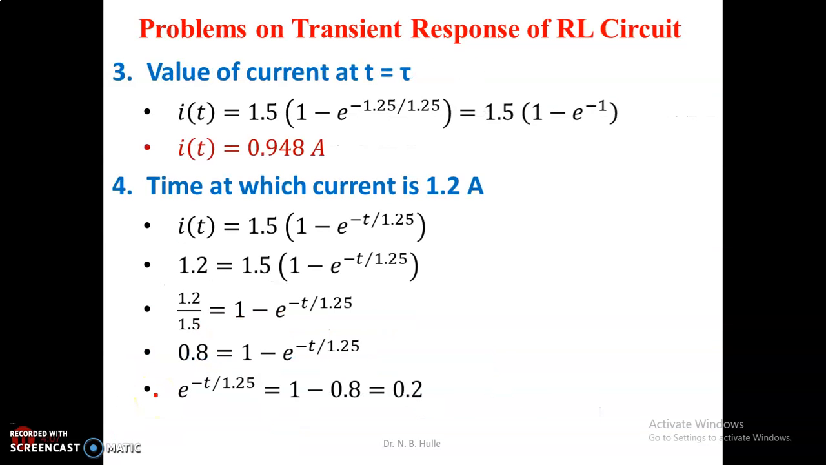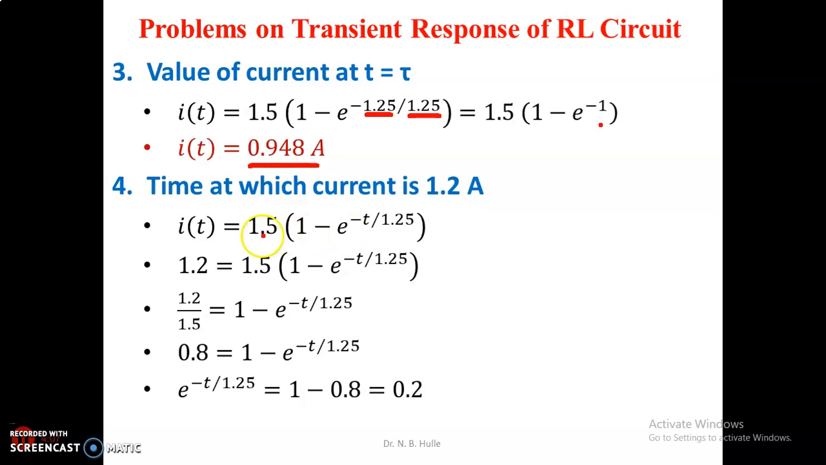Similarly, the third point in this category is the value of the current at t equal to tau. The standard expression is I of t is equal to 1.5 in bracket 1 minus e raised to power of minus t by tau, but t is tau, so tau by tau gives e raised to power of minus 1, and the current at this particular instant is 0.948 ampere.